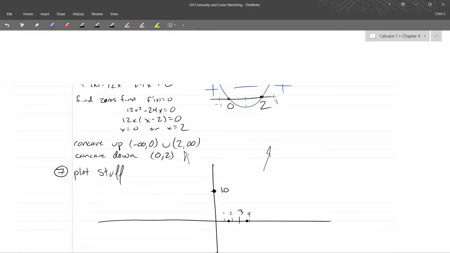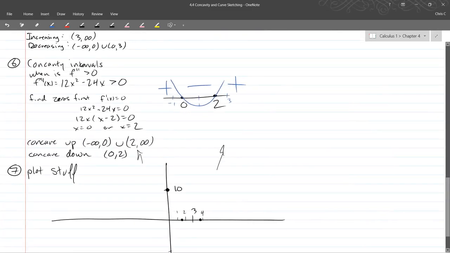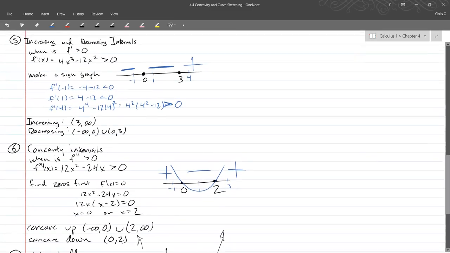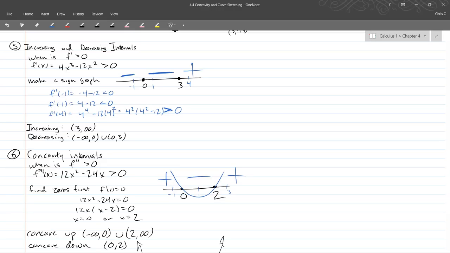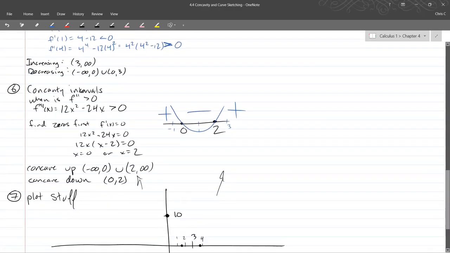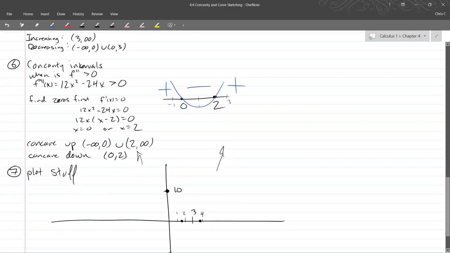So are we increasing or decreasing to the left of zero? Decreasing. And we need to answer that. We're decreasing from negative infinity to zero. And are we concave up or down from negative infinity to zero? Up. So we're decreasing, concave up. So how does that look?